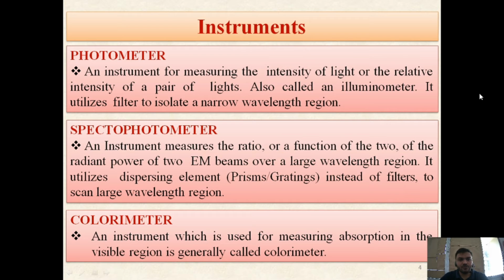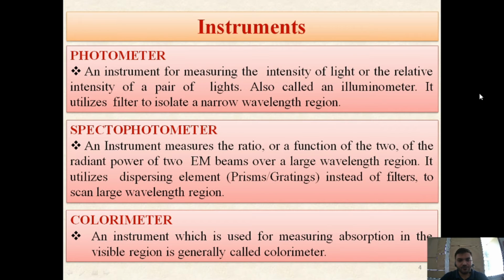Instrument: first of all we have the photometer, an instrument for measuring the intensity of light or the relative intensity of a pair of lights, also called an illuminometer. It utilizes a filter to isolate a narrow wavelength region.